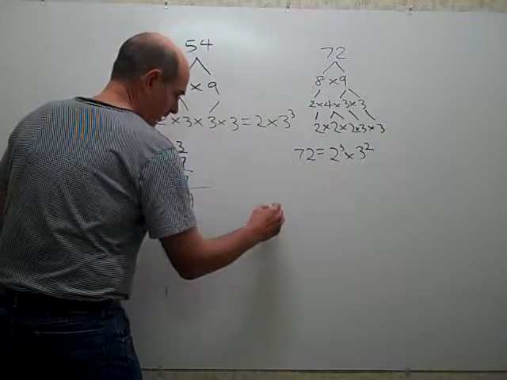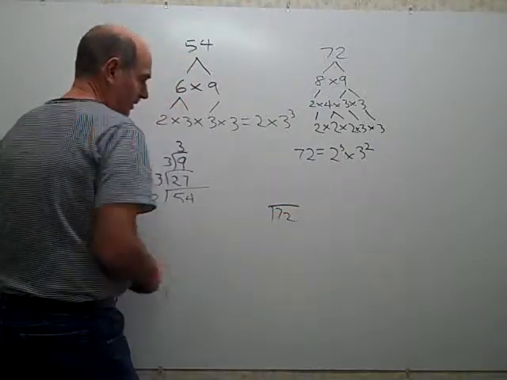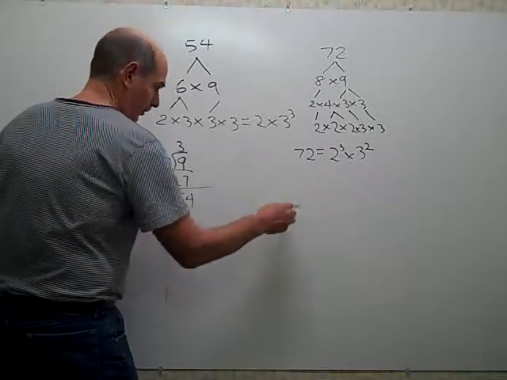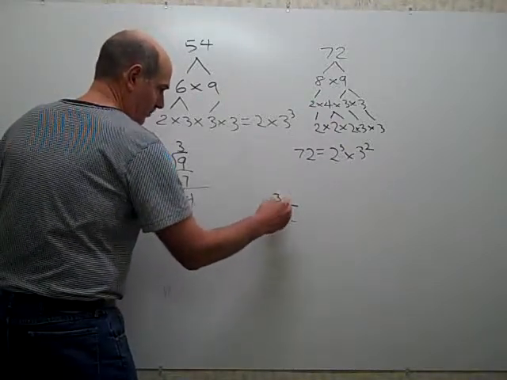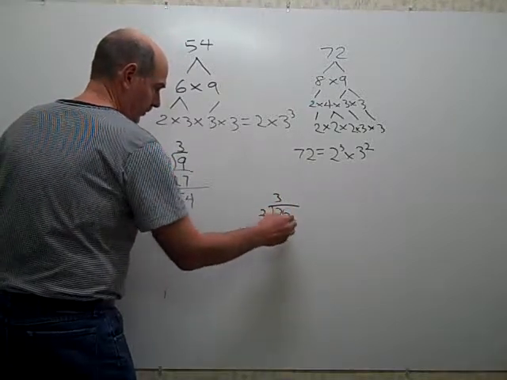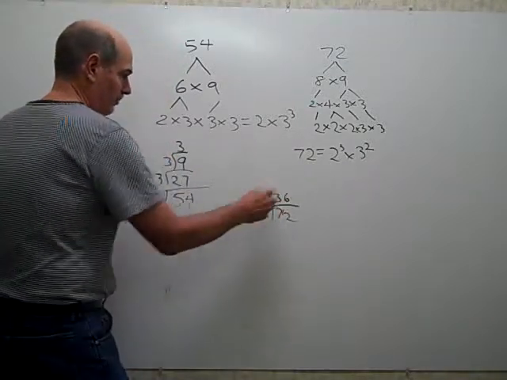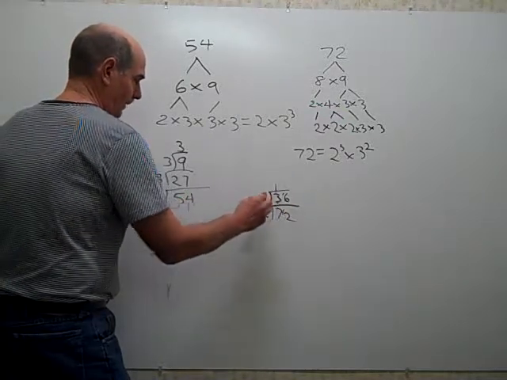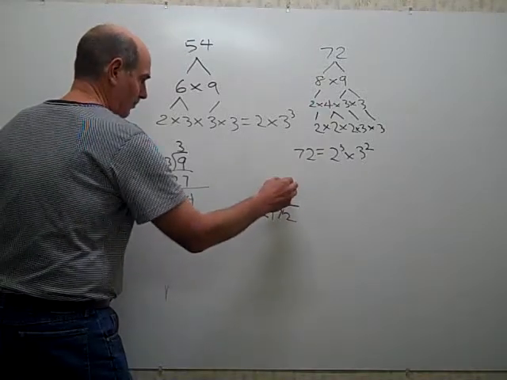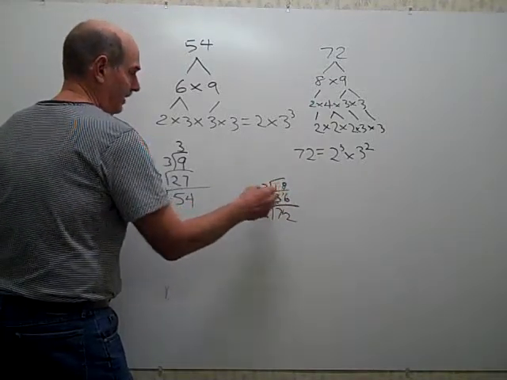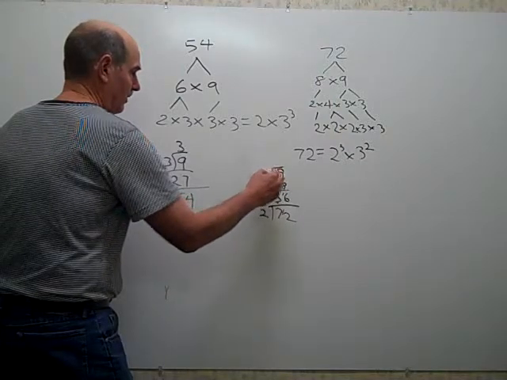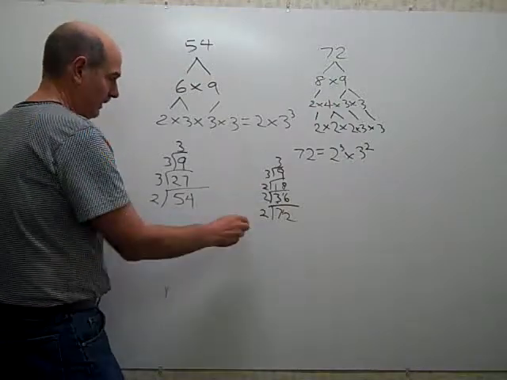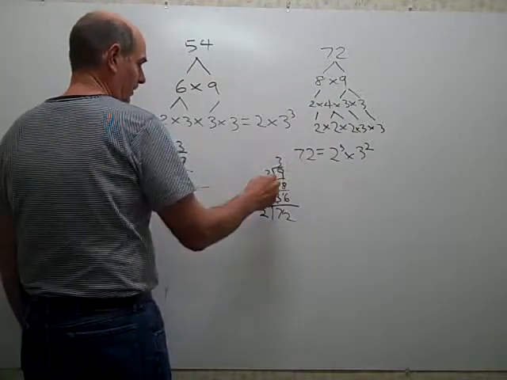If I use repeated division here for 72, if I can use 2, I'm going to use 2. 2 goes into 72, I use short division. 2 in the 7 3 times, remainder 1, and 2 in the 12 6 times. I'm going to use 2 again because I got another even number. 2 goes into 36 18 times. I'm going to keep using 2 as long as I can. 2 goes into 18 9 times. Now I have to use a 3, and 3 goes into 9 3 times. And as expected, I got 3 2s and 2 3s.